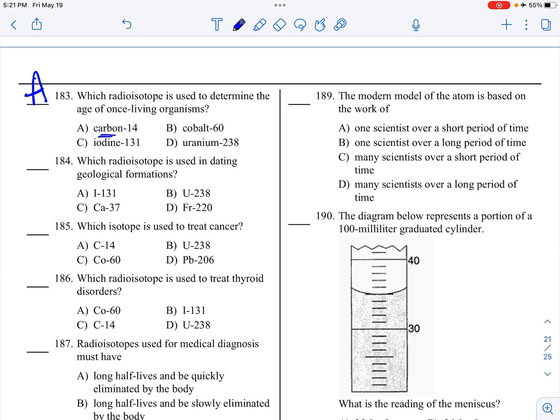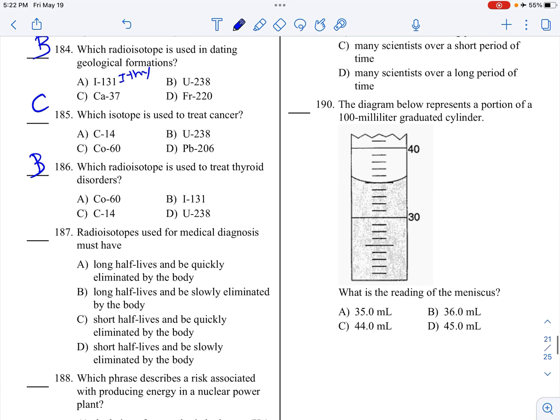So iodine is I-131. So there it is. This is actually 186. Calcium-37, uranium-238, francium-220. There's a few that we just need to know. Uranium-238 is for rocks. Cobalt-60, I'm sickly. That's 185. We talked about 186. I-131.